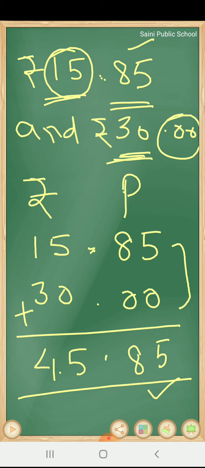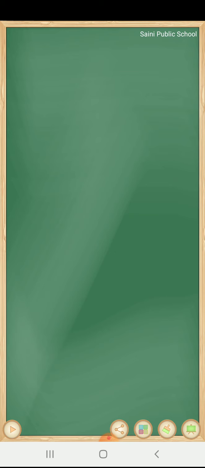In this way we can add the given numbers. First of all we will write their units, and then we will write the two numbers according to their places, and then we will add the two numbers. Now let us discuss some examples of subtraction. Now we will do subtraction.